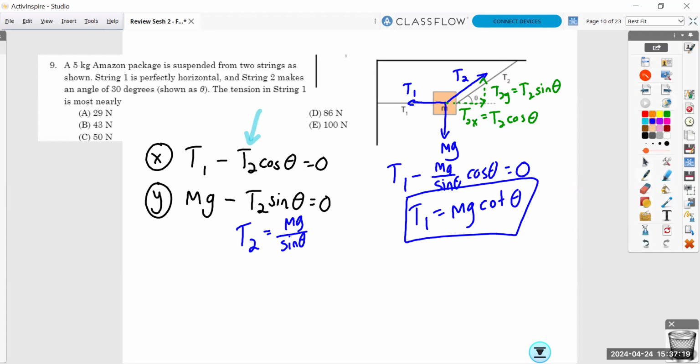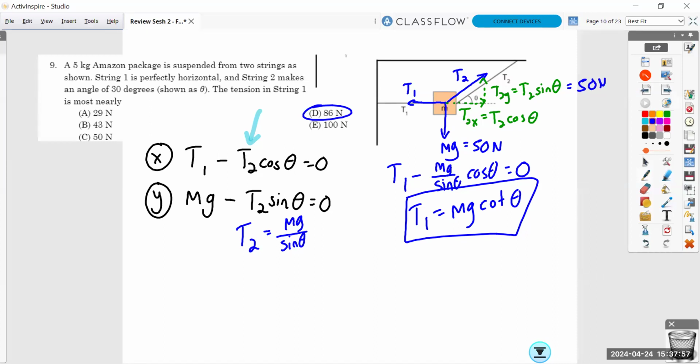We could also do mg over tangent theta. That would be fine. Remember, you can always take gravity to be 10, over tangent of 30 degrees, and what you get is about 86 newtons. You don't have to do it this way. You could also say this is going to be 50 newtons, and then do some tangents and sines and cosines to work your way around from here to there.